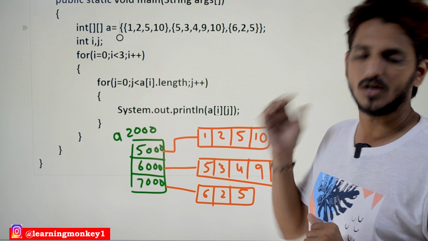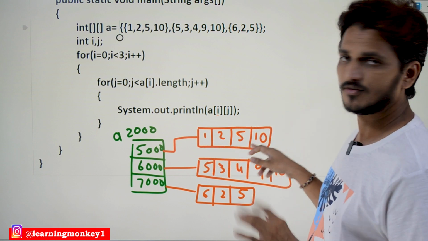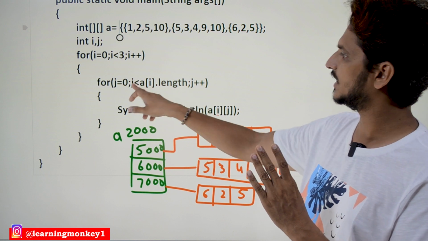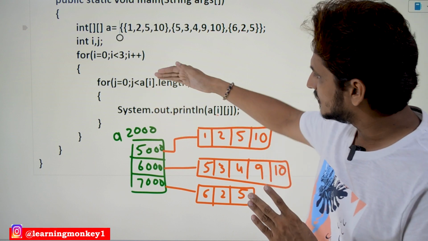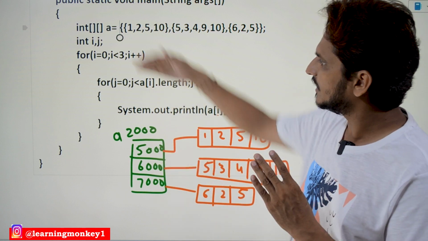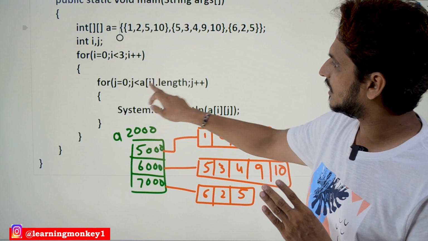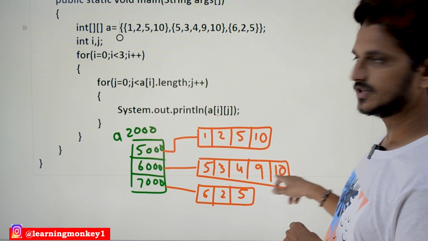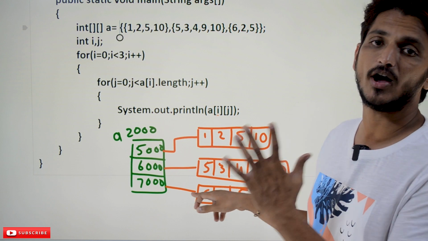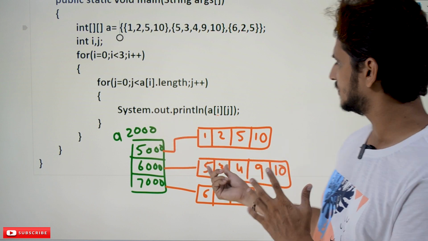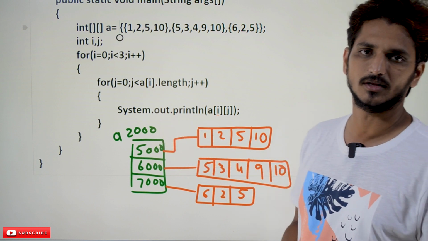So what is the length of this array? It is 4. So a[i].length means 4. j less than 4 means this inner loop is going to execute 4 times. Similarly, when i is equal to 1, a[1].length means it is pointing to this array. What is the length? 5. So this loop is going to execute 5 times and read all the elements in this.